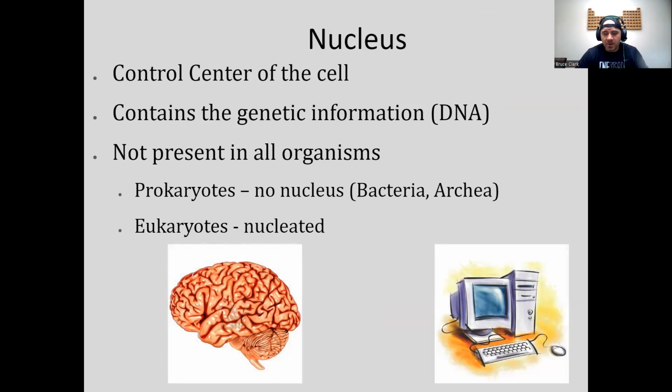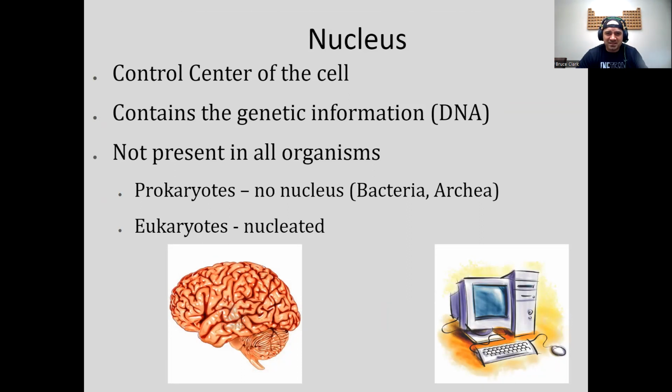Next up should be one that you are familiar with as well. That is the nucleus. The nucleus is the control center of the cell. Down below, I have a picture of a brain. If you're going to compare it to your body, a computer, as in it's going to contain the genetic information. So it contains the code of life, which we should maybe be familiar with as DNA. All right, the code that makes you you.